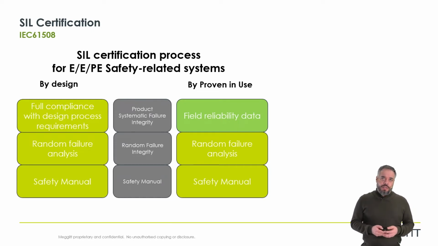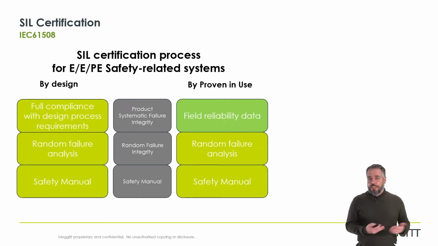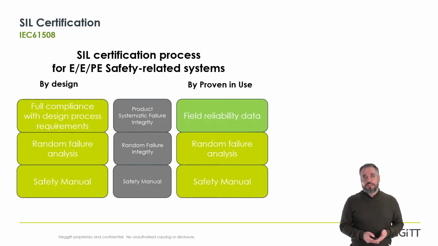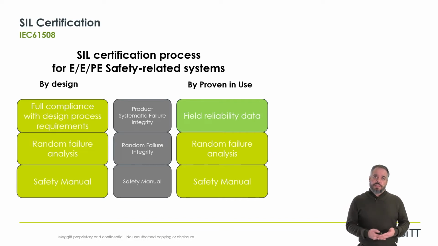As you can see, there are two certification options, by design or by proven in use. The major difference is on the systematic failure integrity evaluation. While in a certification by design, the evaluation of the quality system and design processes will tell me how far systematic faults are avoided, in a certification type proven in use, the systematic failure integrity is evaluated by observing field reliability data. Of course, this assumes that there is enough field data with high level of statistical confidence, and also that there is a sound enough quality system that manages this data.